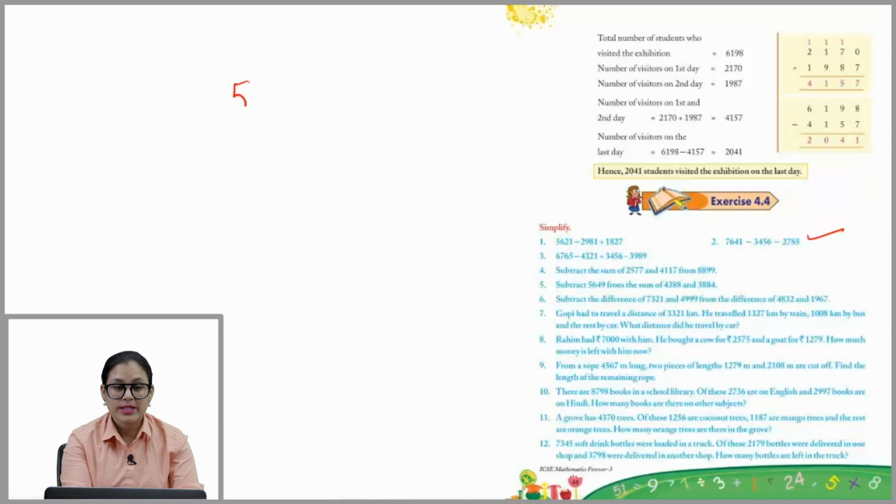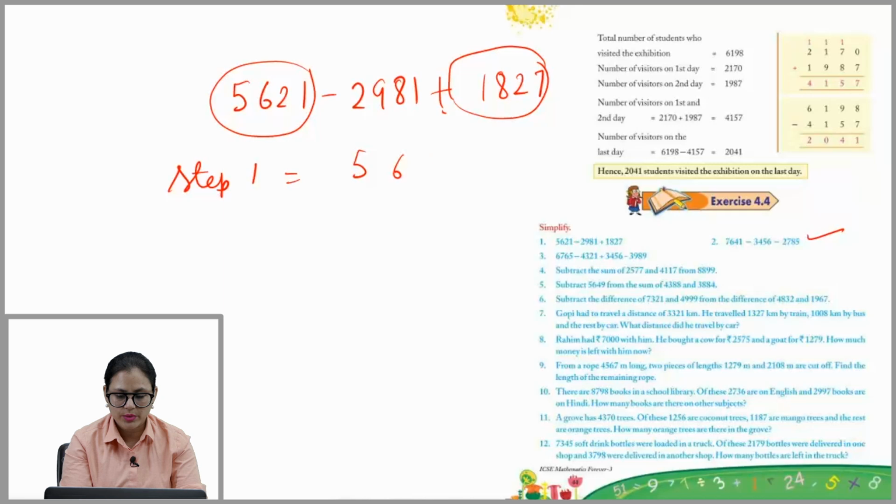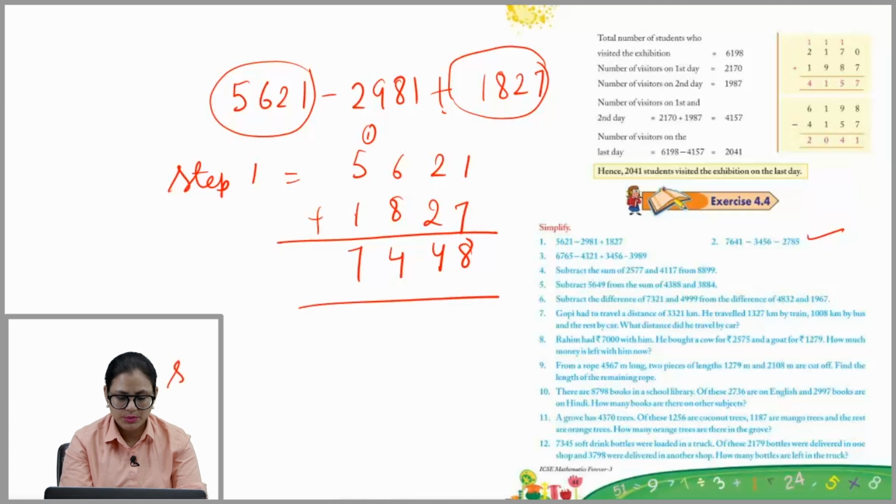See, 5,621 minus 2,981 plus 1,827. First, we will add this number because this number has positive sign before it, and this number. Okay, this is step 1. 5,621, 1,827. 7 plus 1, 8, 2 plus 2, 4, 8 plus 6, 14, 1 carry, 5 plus 1, 6, plus 1, 7. Okay. Now, step 2.